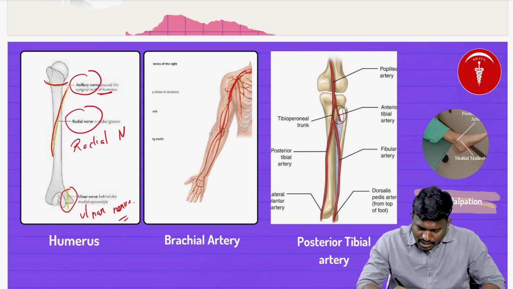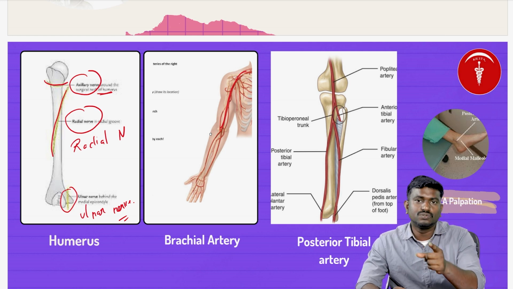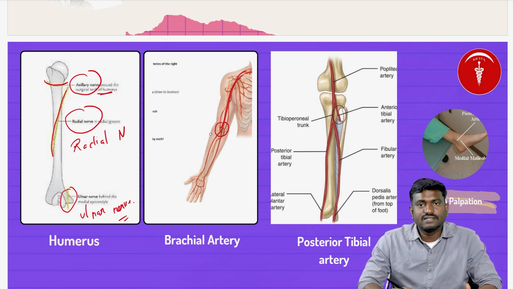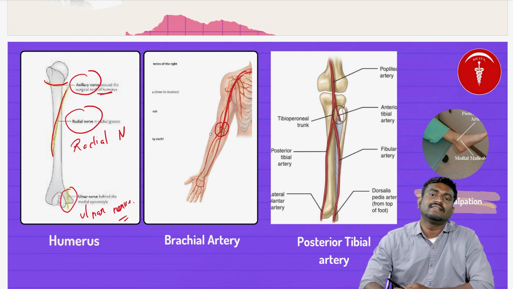Remember, this is going to be our brachial artery. If there is pulseless sensation in the arm, it could be what? It is due to brachial artery injury. Now remember, along the cubital fossa, it further divides into what? Ulnar artery and the radial artery.